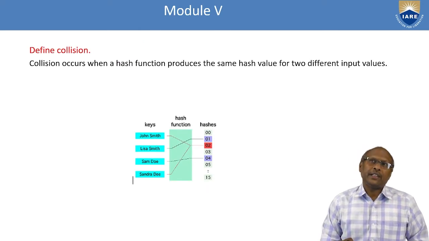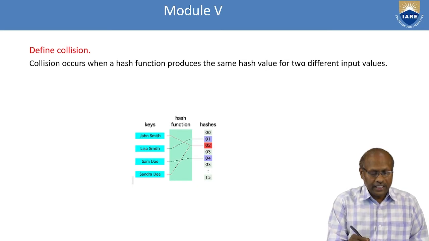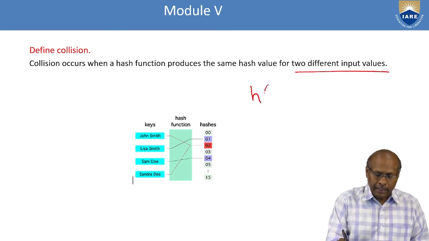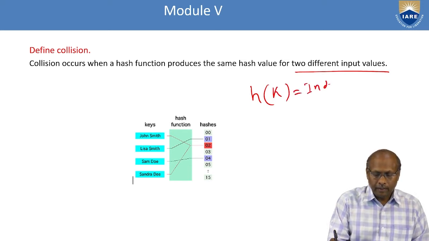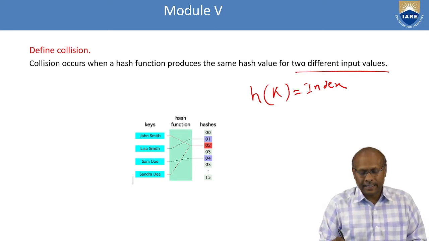Then they may ask another question. Define collision. Collision means what? A collision occurs when a hash function produces the same hash value for two different inputs. So if H is my hash function and K is the key, then I will get some output, some index. For every key, I should get a unique address.